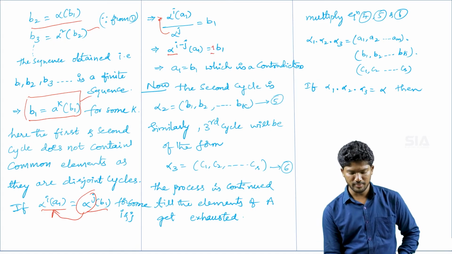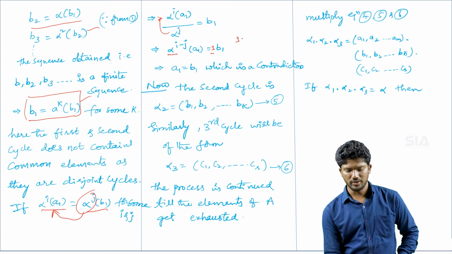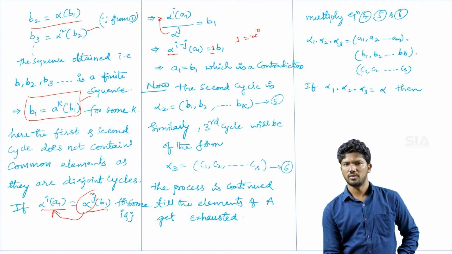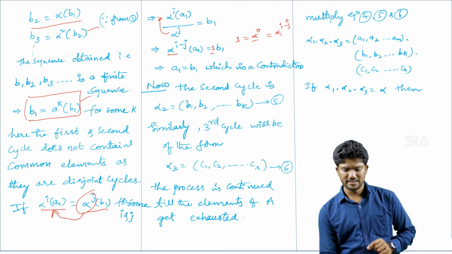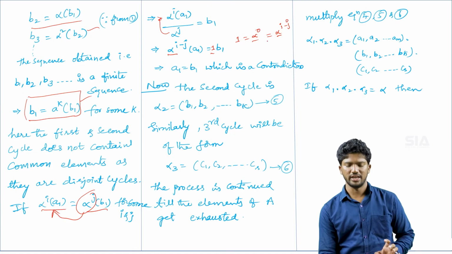Here you can compare on both sides. Here nothing is there, which means you can write 1, and that one you can write as alpha power 0. In the RHS you have alpha power i minus j. The bases are the same, so the powers have to be equal. Therefore, 0 is equal to i minus j.